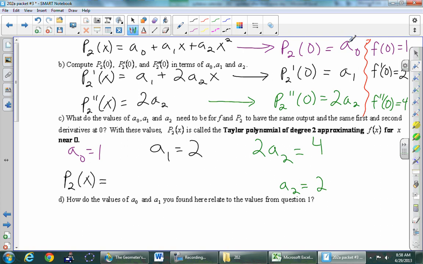My p sub 2 formula is the very top thing on the smartboard, but I now know what the a0, a1, and a2 are if I want to make this parabola agree with my e to the 2x function, at least near 0. So it used to be a sub 0. What is a sub 0? Is 1 plus a sub 1x, 2x, plus a sub 2x squared, 2x squared.